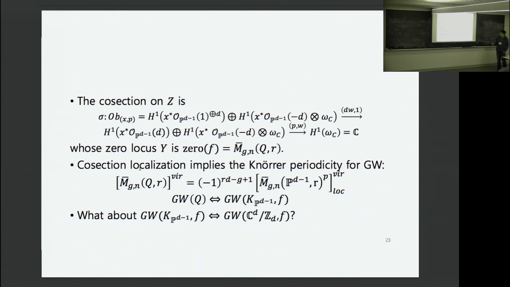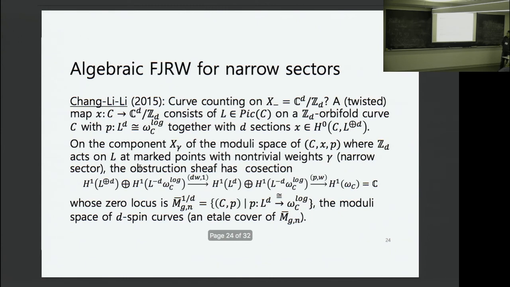Now you can ask, so this was our X plus, right? The theory on X plus should be related to the theory on X minus. So what can you say about Witten's statement or proposal that the theory for X plus should be related to the theory for X minus? For X minus, there's a similar story: the algebraic construction of Fan-Jarvis-Ruan-Witten invariants for narrow sectors. Let me just skip this. We have a very similar construction.